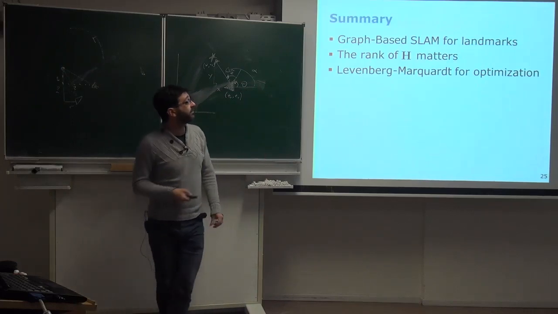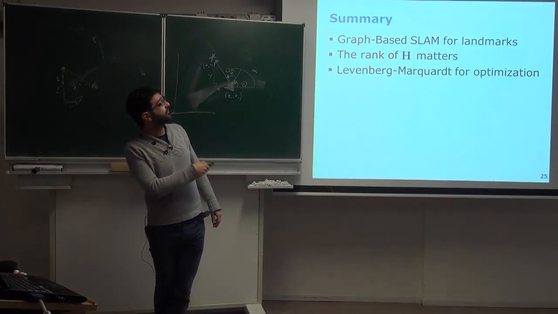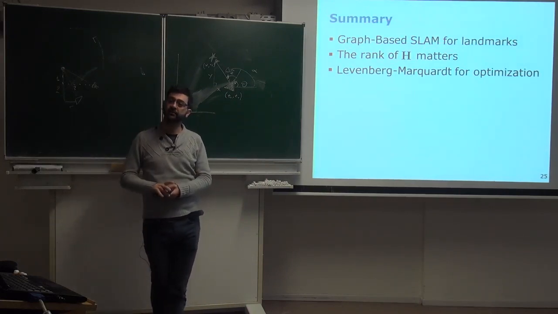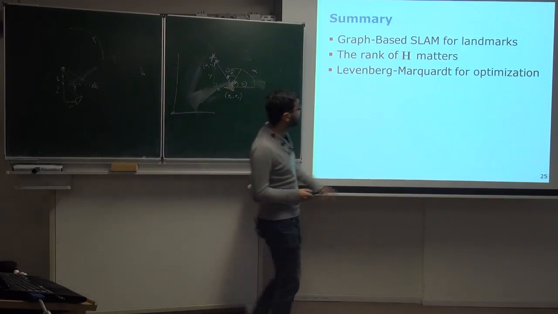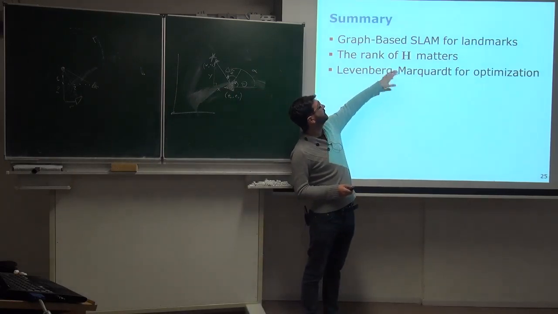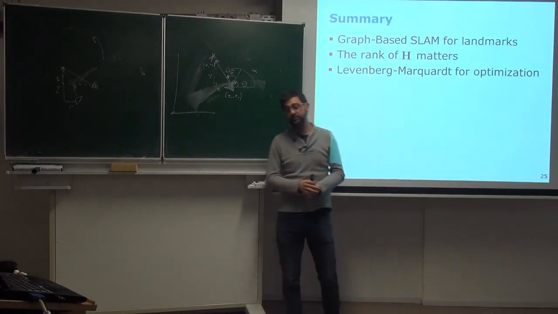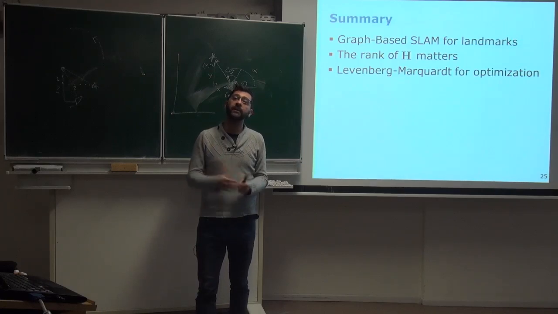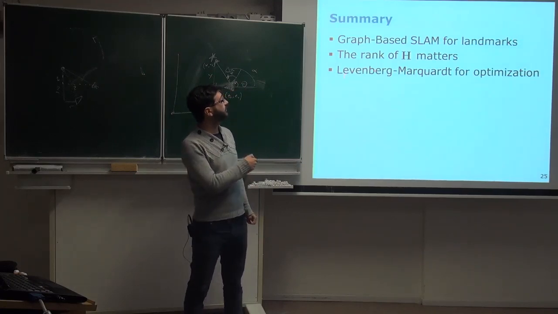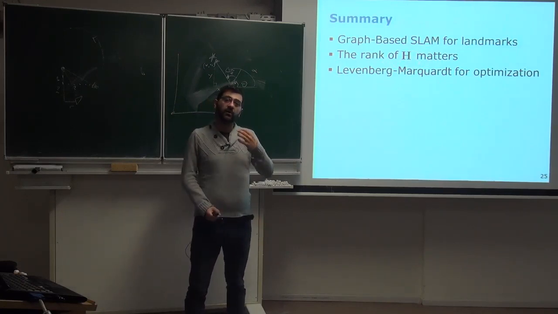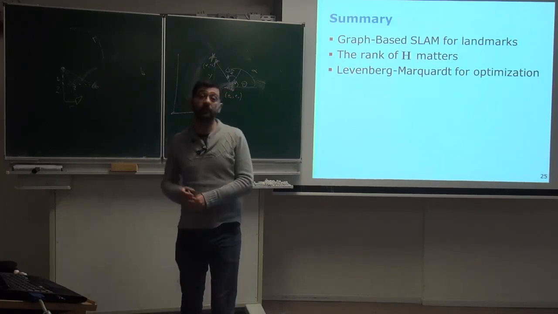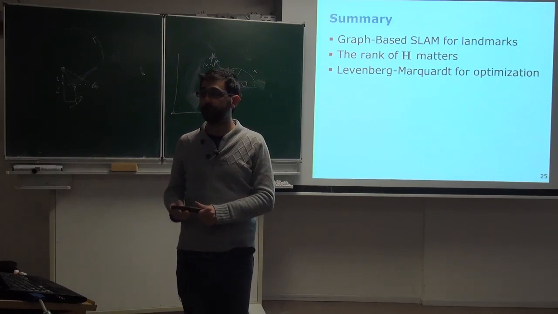So, summary of this part. I've shown you how you can use the graph-based formulation when we also consider landmarks and not only robot poses. You got an idea or intuition of how the Hessian changes according to different measurements, why it matters, what the consequences are, and how you can play with that. And I showed that one way to make sure we have a full rank Hessian is to use other algorithms like Levenberg-Marquardt for solving the least squares problem.